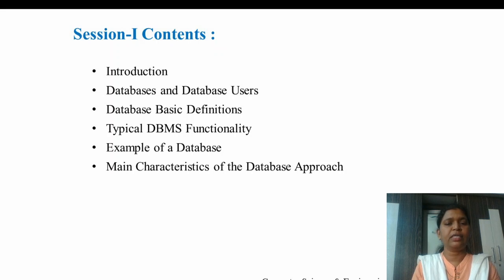Finally, we'll conclude the session with a practical example of a real-world database and some main characteristics of the database approach. Before we start the actual contents of the section, I would request all of you to please keep a paper and a pen or pencil with you. You are going to get some important points which you need to note down. If you do that, it will be really helpful at the end of the session as we come across some questionnaires which will enhance your learning capabilities. So please take this into consideration.